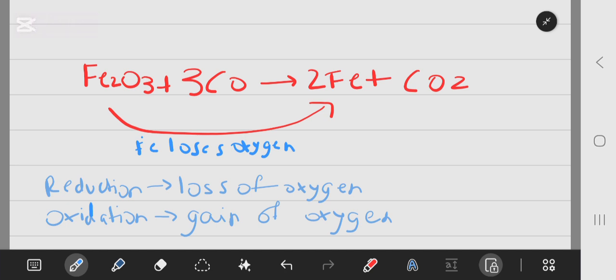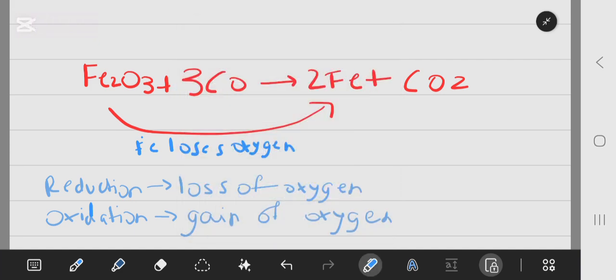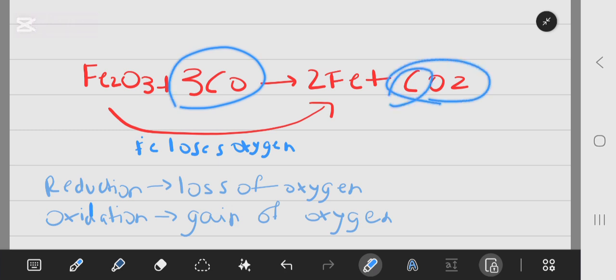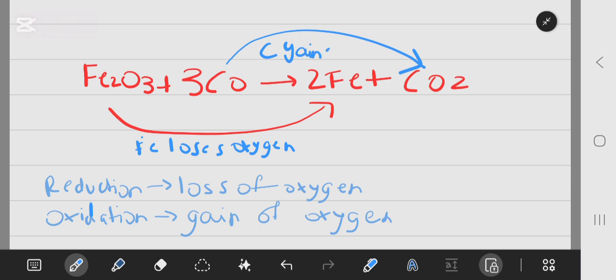So now that the iron is taken care of, we can now focus on the carbon monoxide. Because there is only one oxygen over here, and there's 2 oxygen over here bonded with carbon. You can see this is the carbon and this is the carbon, right? So I can clearly see that there's only 1 oxygen over here and there's 2 oxygens over here. So I will conclude that carbon gains oxygen.